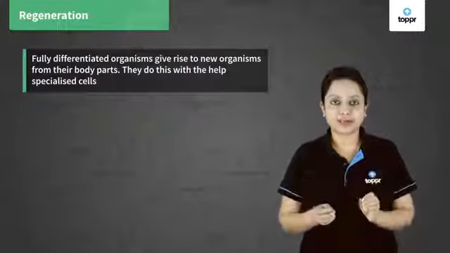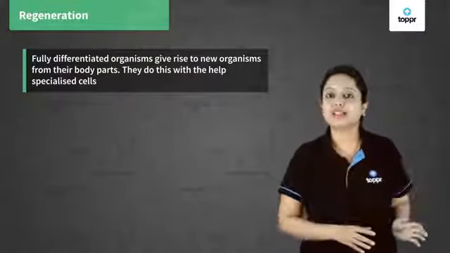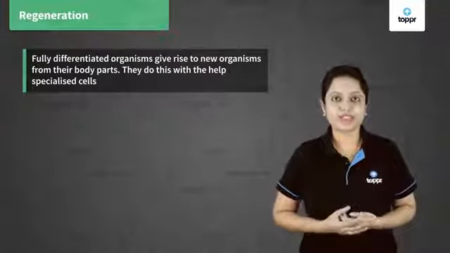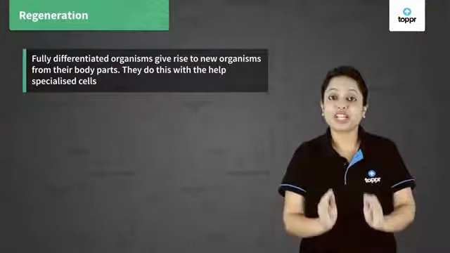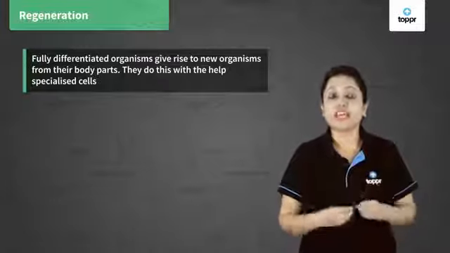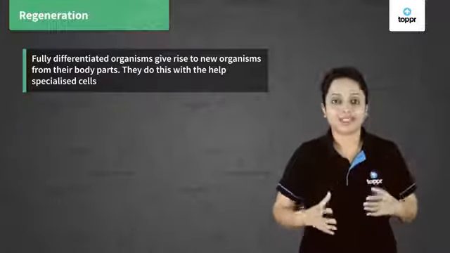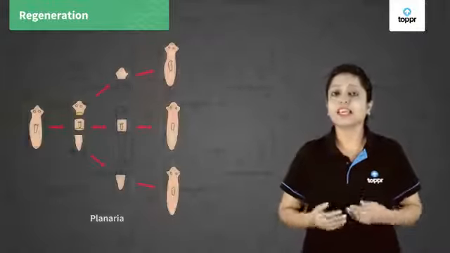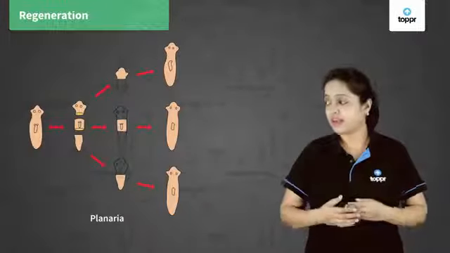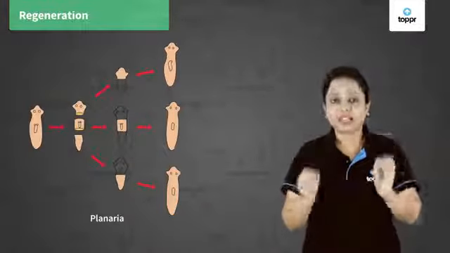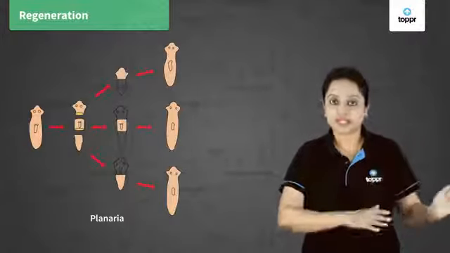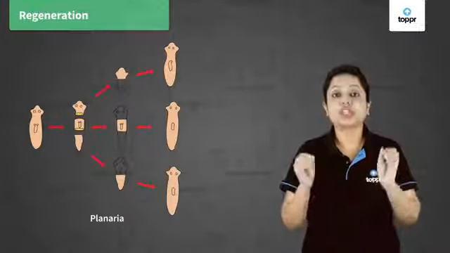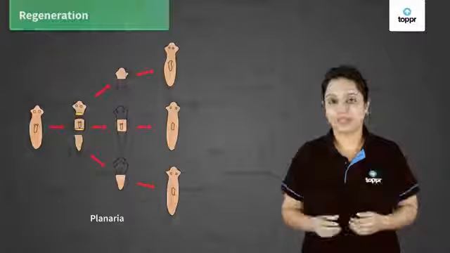In this process, fully differentiated organisms give rise to new organisms from their body parts. They do this with the help of specialized cells which can make all the types of cells in the body. Hydra and planaria show regeneration. We can see the regeneration process in planaria. If the body of the planaria is cut into many pieces, then each piece will grow into a new individual.